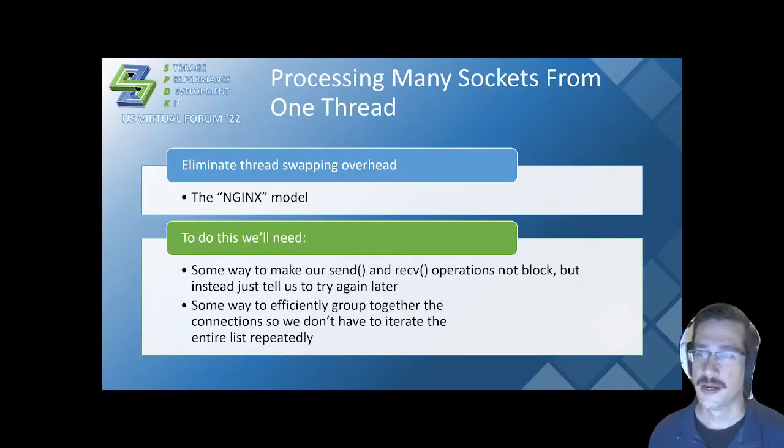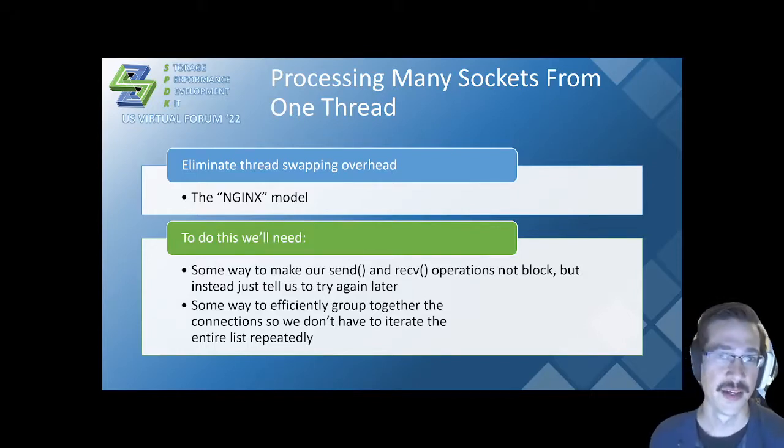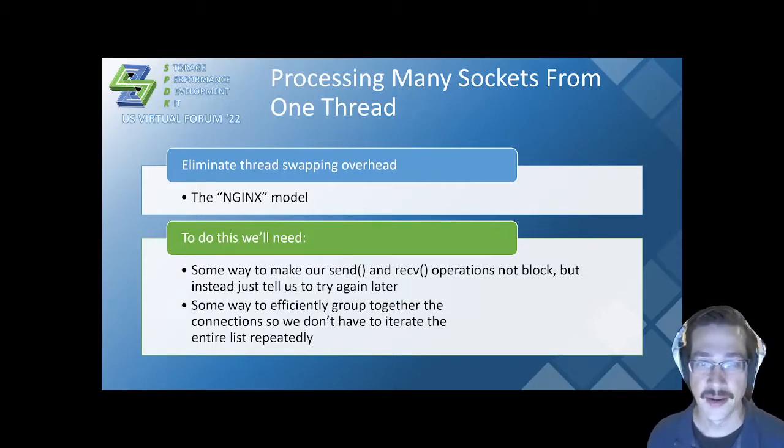Okay, so to make this better, we need to reduce the total number of threads in the system without having to reduce the number of connections we're handling. So we need to handle more than one socket per thread, basically. Ideally, we would have one thread per core.